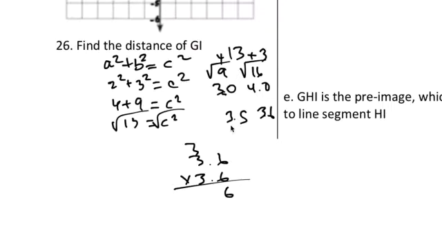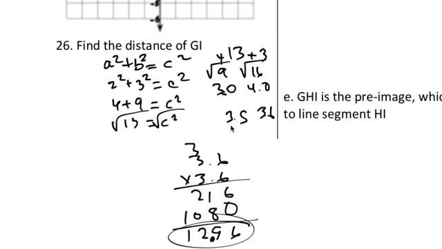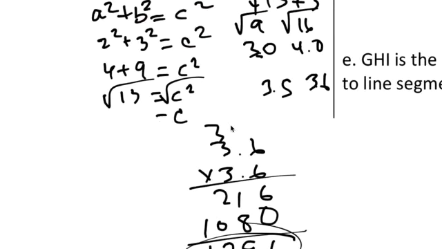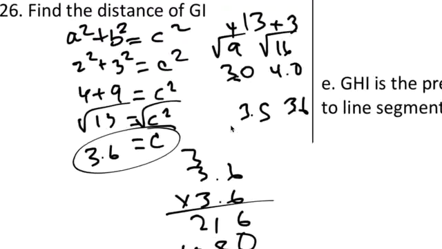36 carried 3, 21, 18. Oh, very close. Okay, 3.6. So C is 3.6. Or GI, the distance of GI is 3.6.